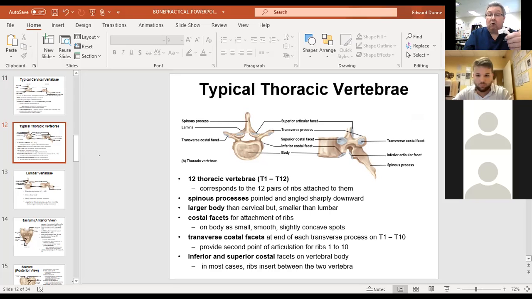There are also these inferior and superior facets that allow for the thoracic area to move, for you to be able to bend and to extend. So again, some of the important aspects of the thoracic vertebra: spinous process pointing downwards, the body larger than cervical but smaller than lumbar. And this is the only vertebra that has costal facets for the ribs.